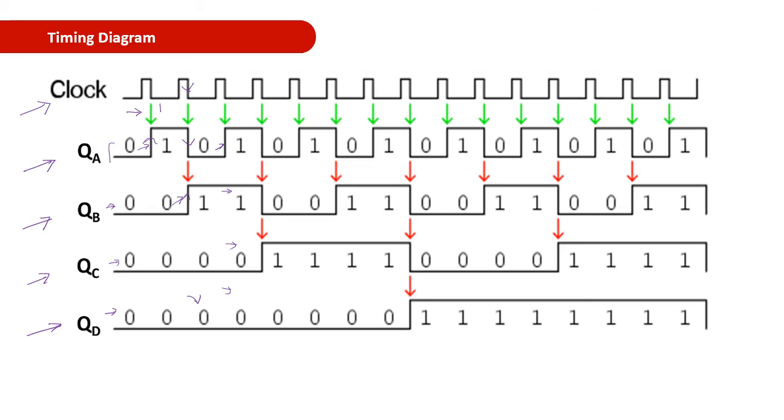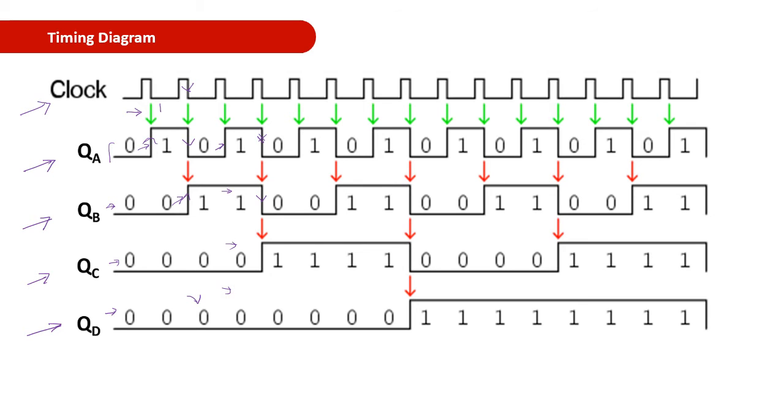When the next clock pulse comes, QA will change from 1 to 0. So there is a negative edge, so your QB will change from 1 to 0. The previous state was 1, so it will get toggled to 0.